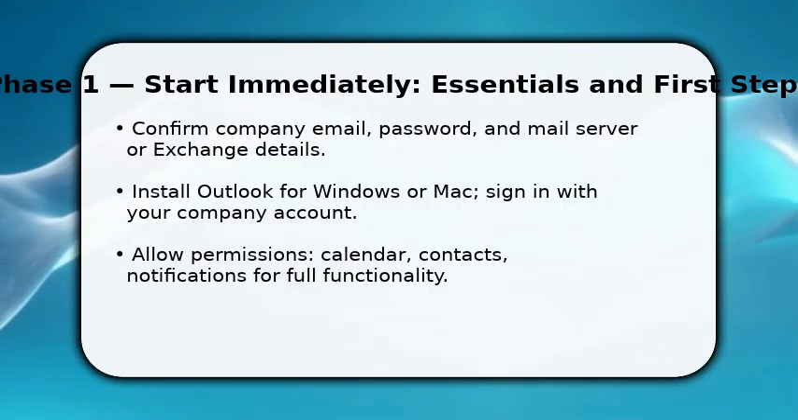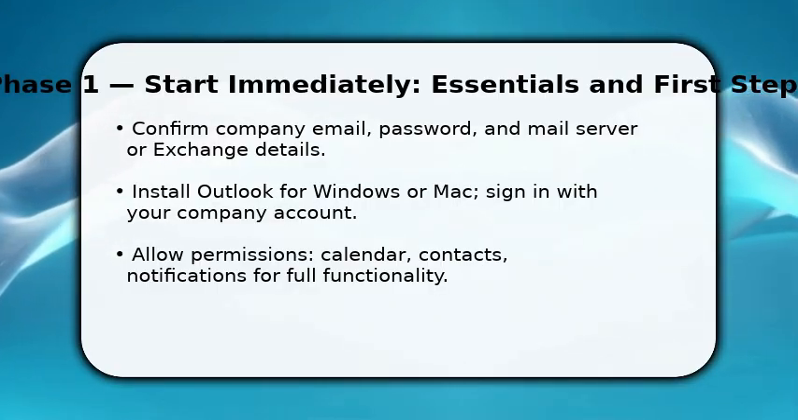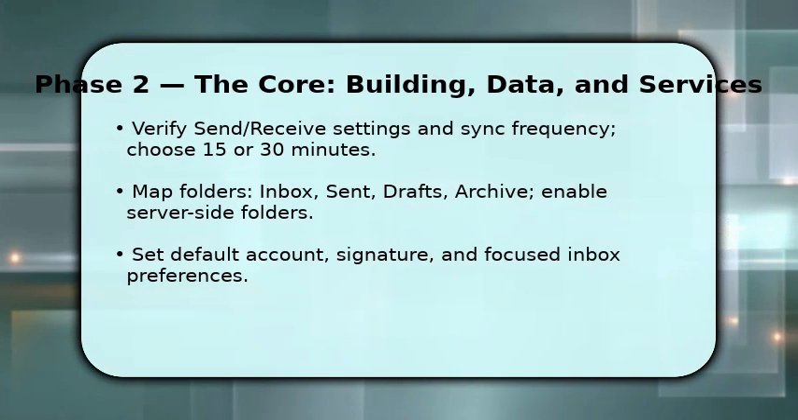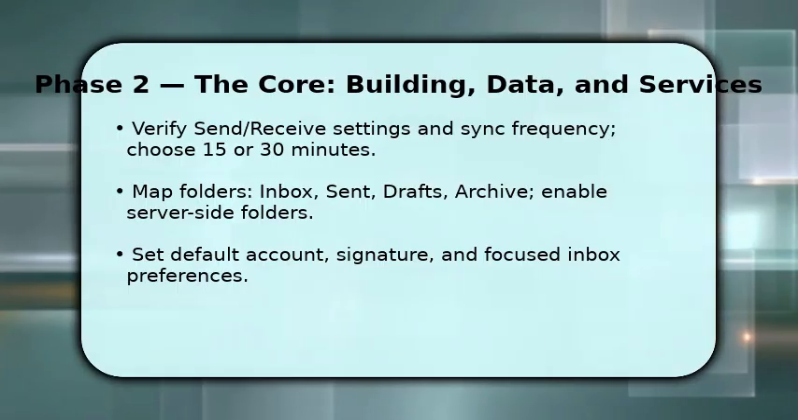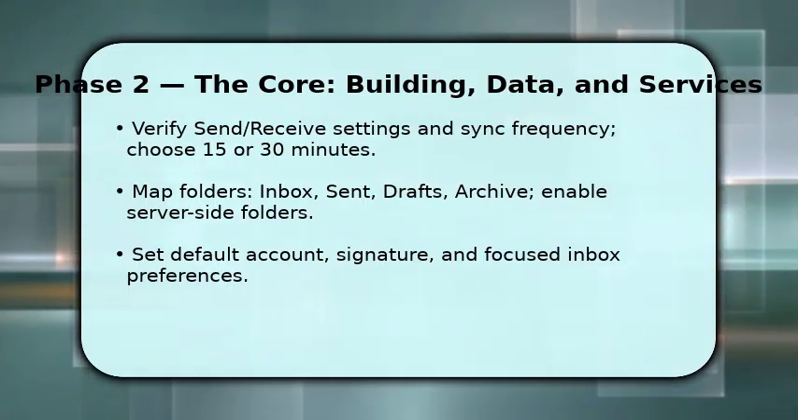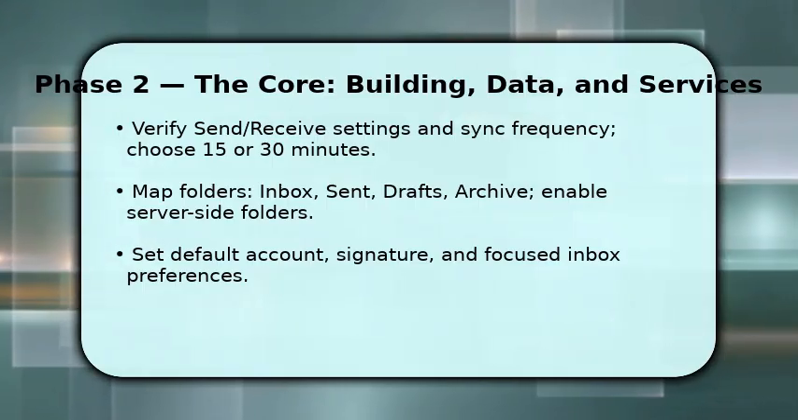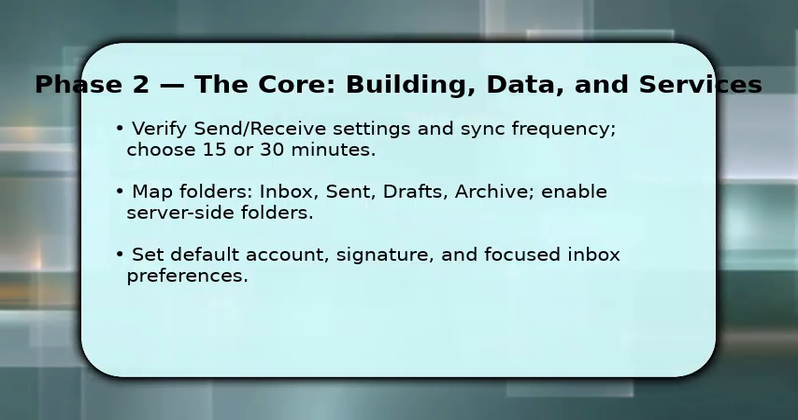You're starting the sync. Outlook will contact the server and begin downloading headers and folders immediately. Once Outlook connects, fine-tune synchronization. Open account settings and check send/receive groups. Set frequency to 15 or 30 minutes for a balance of timeliness and battery life.